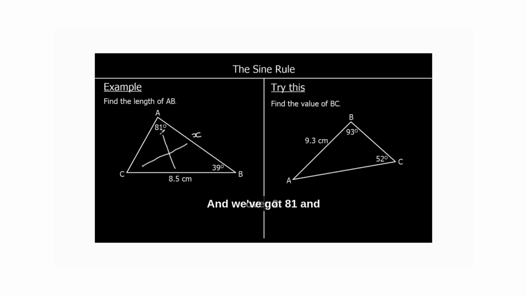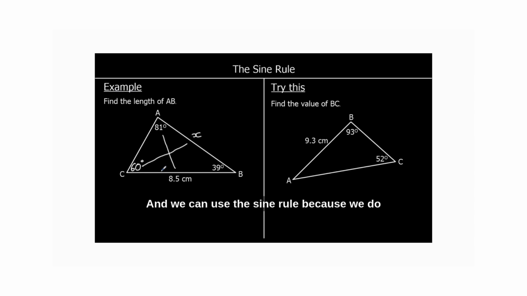And we've got 81 and 39 here. So we can find the missing angle. 81 and 39, that makes 120. And 180 minus 120 is 60. So you can use a calculator. So we can work out that 60 degrees.